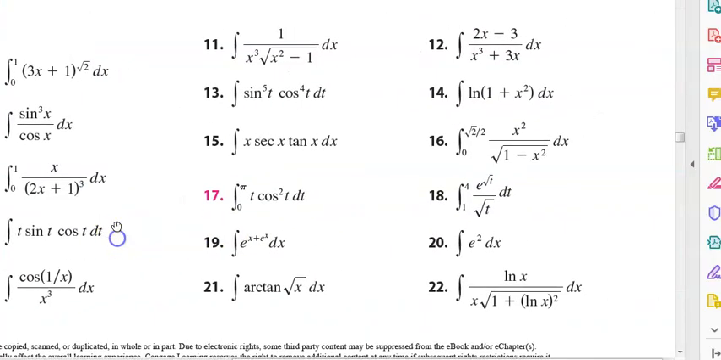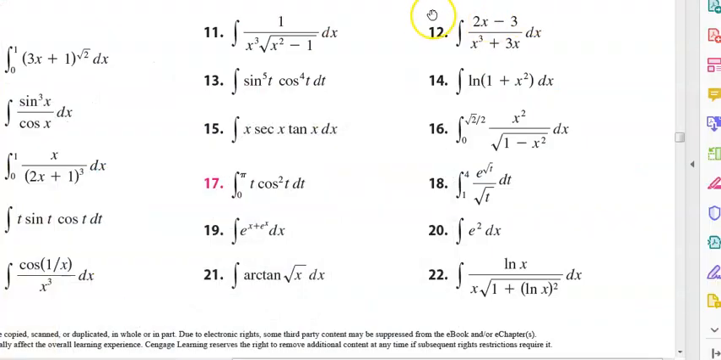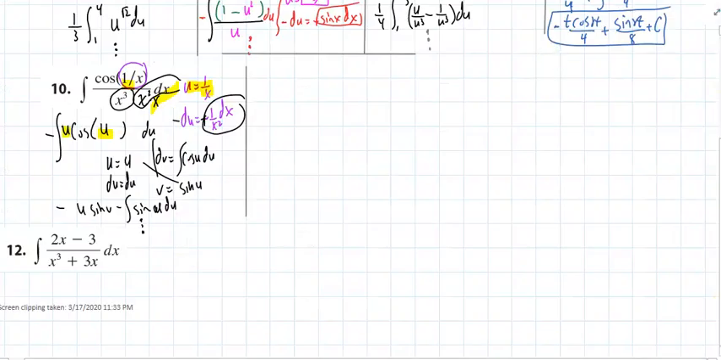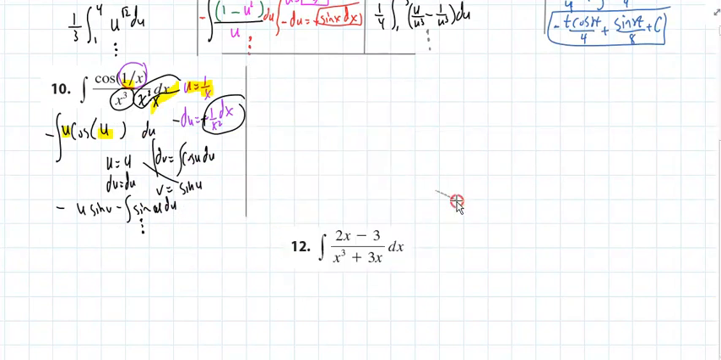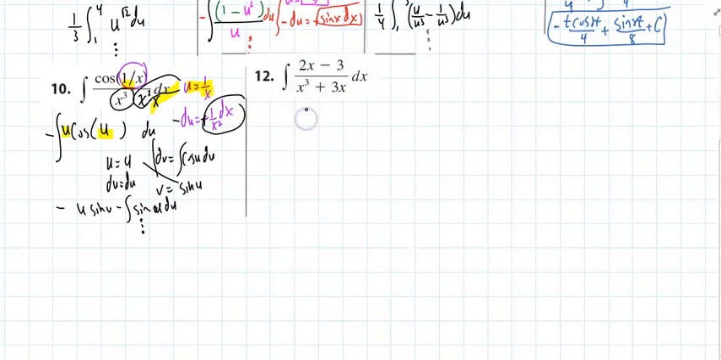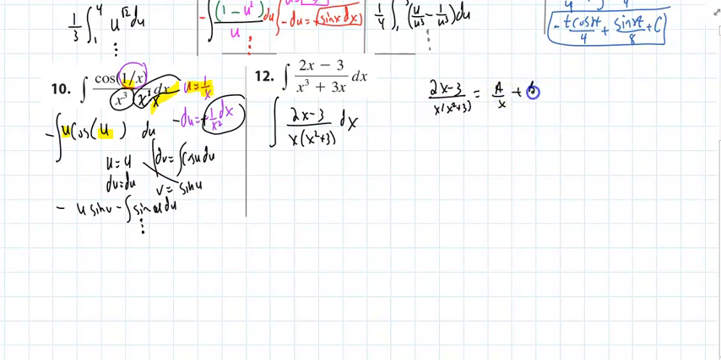And if I go for number 12, and I glance at that, what do you think of that? Well, this is 2x minus 3 over x times x squared plus 3 dx. Now I would try a u-sub on every problem. To take a derivative of this, that wouldn't work. So I would go on the side and say, well, let's do 2x minus 3 over x times x squared plus 3. That is a over x plus bx plus c over x squared plus 3.